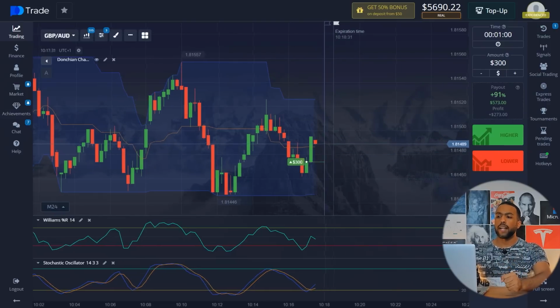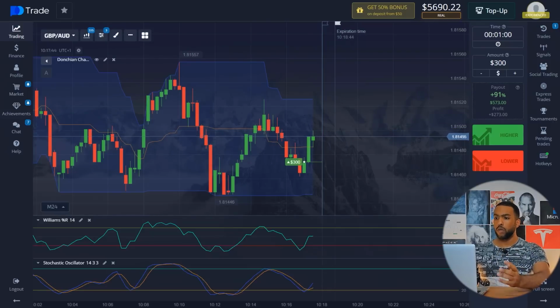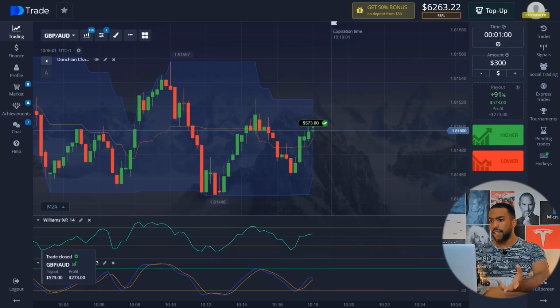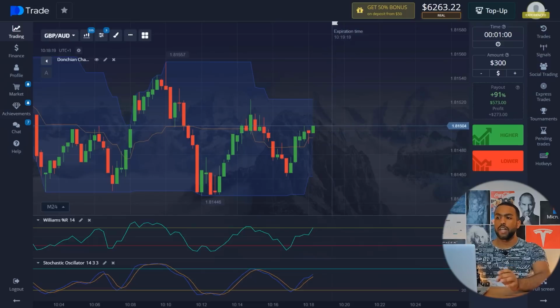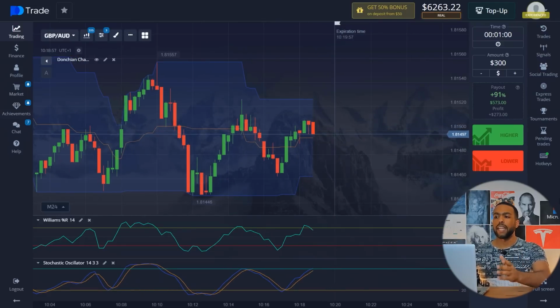In turn, the stochastic indicator does not give any clear signals so far. But anyways, we can still see a steady increase in price, which was able to break through the average line of the Donchian indicator and gain a foothold in its upper half. Now the price continues to rise, and our trade closed in profit, which added $273 to our account. And the stochastic didn't help me in this trade, but it's one of the few indicators that can work equally well on any time frame.